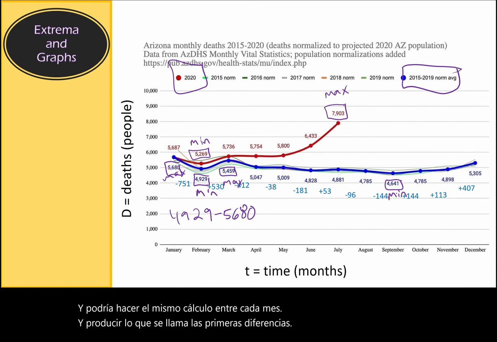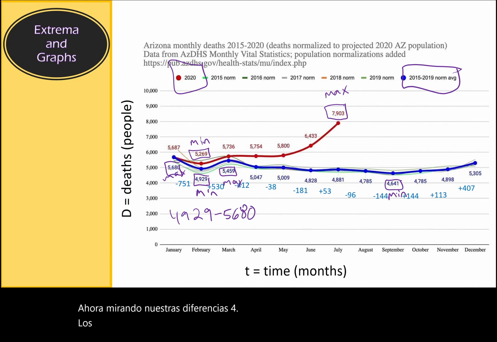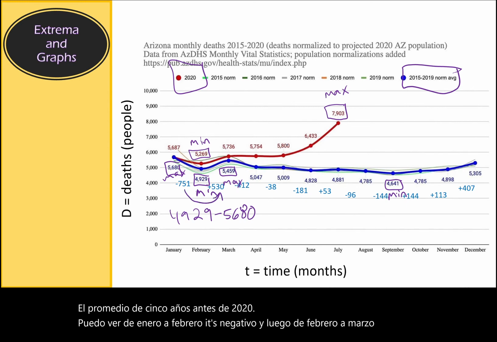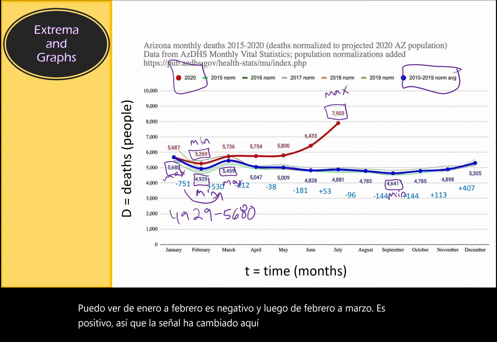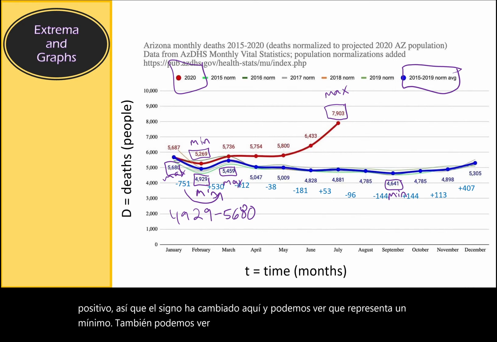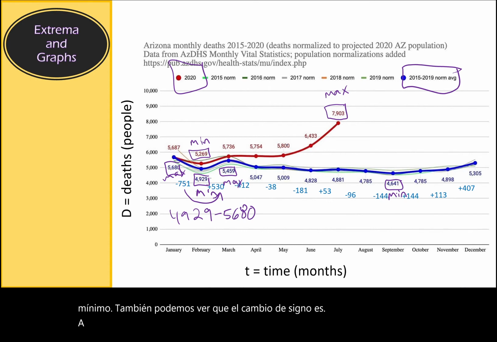Now, looking at our differences for the 5-year average before 2020, I can see from January to February it's negative, and then February to March it's positive. So the sign has changed right here, and we can see that does represent a minimum. We can also see the sign changes between February and March, where it's positive, to negative between March and April. We can see that represents a max.